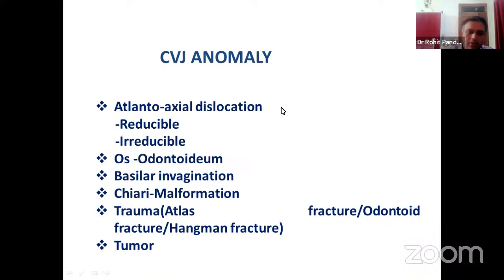So other pathologies which affect the craniovertebral junction is trauma. Trauma includes atlas fracture. It can involve a rotator fracture or a hangman fracture, which is a spondylolisthesis of C2 over C3. And there are various kinds of tumor which can also involve the craniovertebral junction.